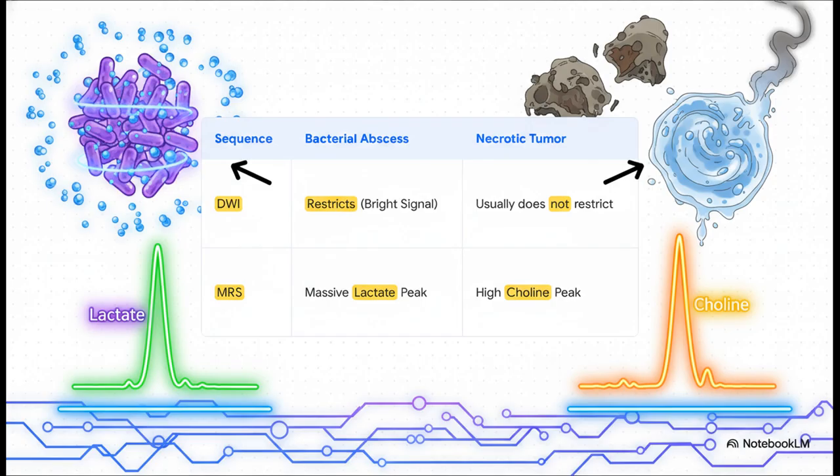Next, you look at MR spectroscopy. An abscess is full of anaerobic bacteria, and they produce a ton of lactate. You'll see this huge lactate peak. A tumor? It's all about high cell turnover, so you see a massive choline peak. I'm telling you, you put these two sequences together, it's just incredibly powerful.